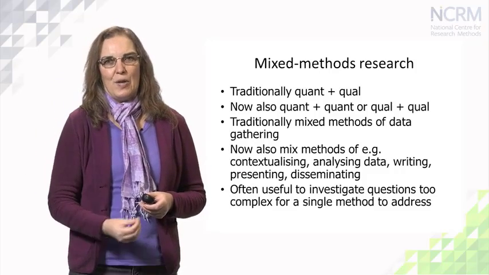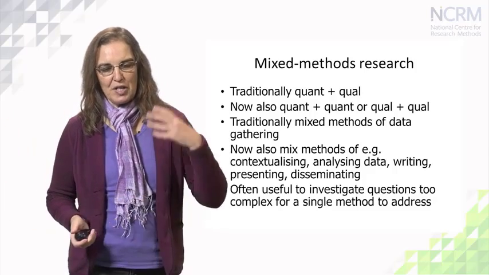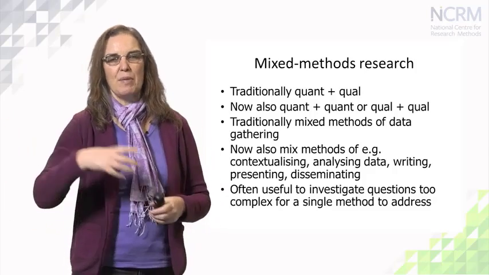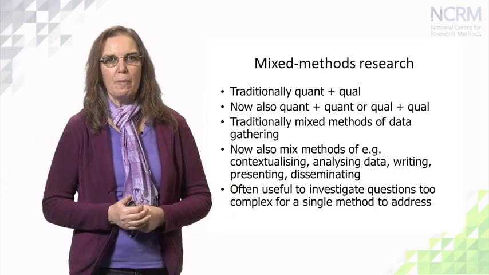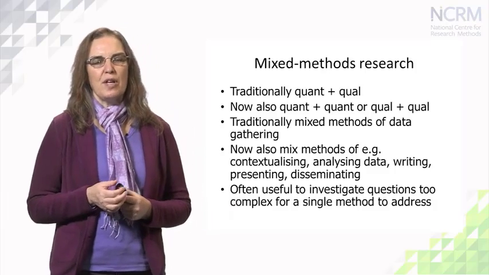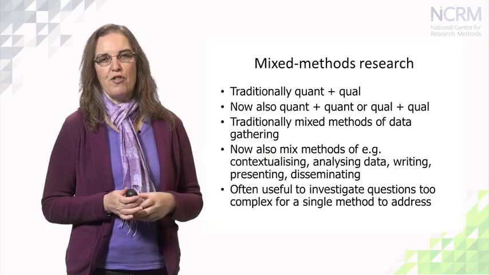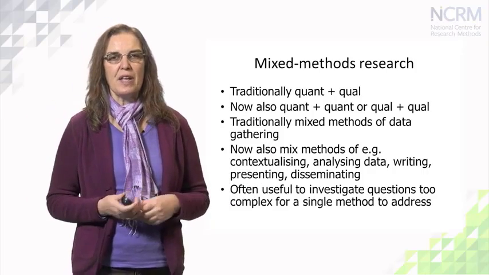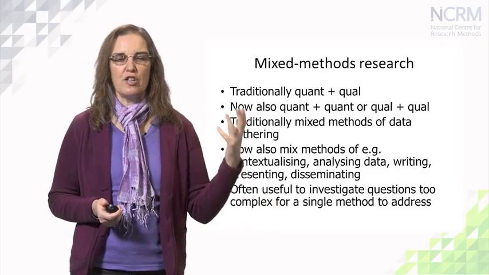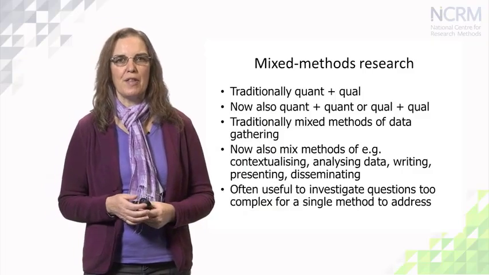Also, where this began was around mixing different methods of gathering data. So you might do a survey for the quantitative side and some interviews for the qualitative side, and then analyse them separately, analyse them together. But now we also look at mixing methods of contextualising, so you might do a literature review and a different form of context setting, perhaps using quantitative data. You might use different kinds of literature in your literature review. You might incorporate images. That would be a form of mixing methods.